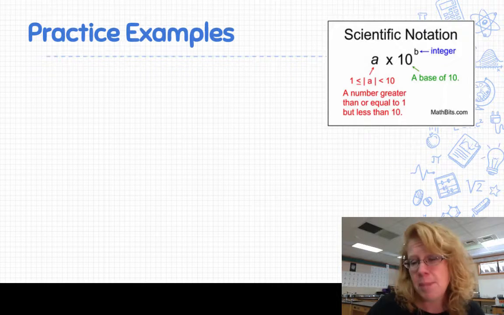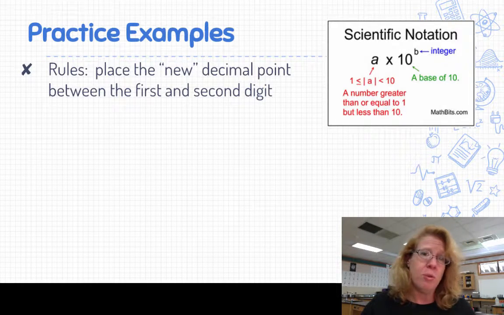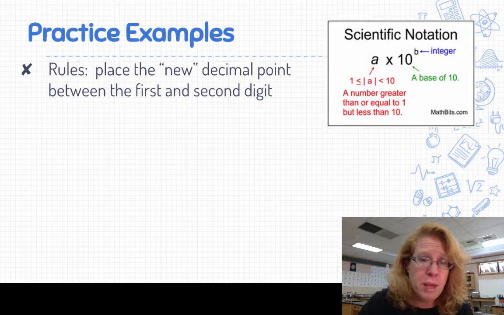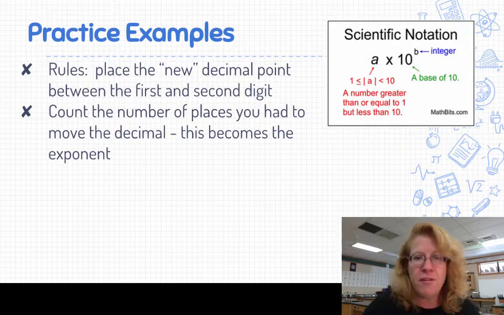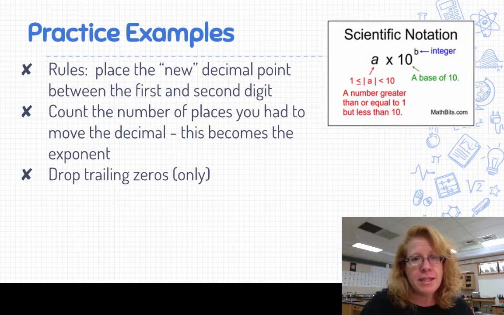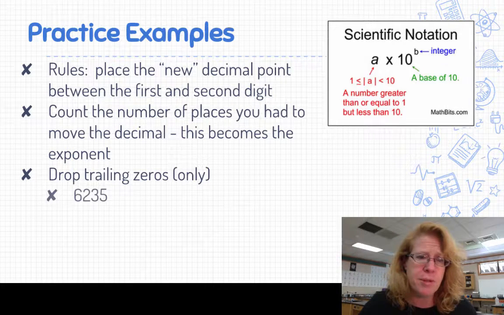Take a look at a couple of examples of this. So again, the rules: you put that new decimal place between the first and the second digit, and then count the number of decimal places that you're sliding it over. If there isn't one there, it's assumed to be at the end of the number, so you just do the little bounce count to figure out where it's going to be. And then the last thing is that you would drop trailing zeros. So if you're talking about a number like 950 million, and there's just a bunch of zeros hanging out, you're allowed to drop those.